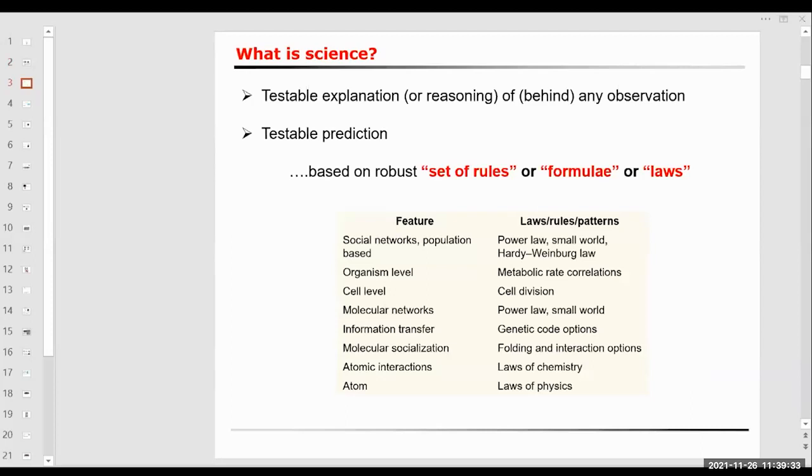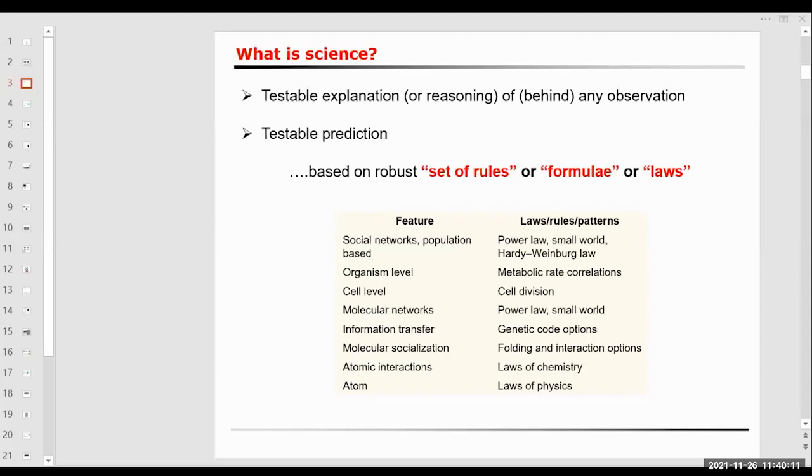Science is a testable explanation of any observation around us. We as humans are very curious. We observe various things around us, and we wish to find reasons for those observations. Science also constitutes testable predictions. You can also predict something without doing an experiment. You can also predict what can happen if you conduct an experiment. So you can also predict the outcome. That also constitutes science or the scientific principles.